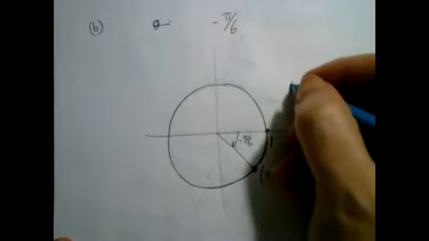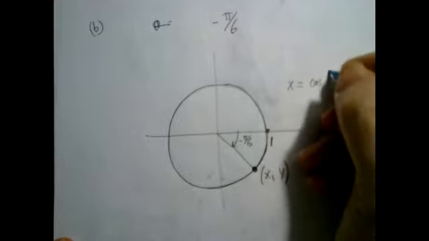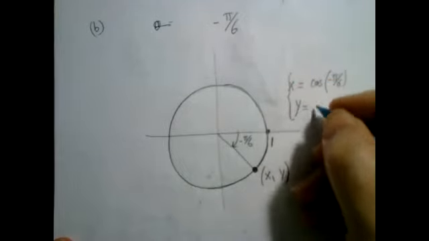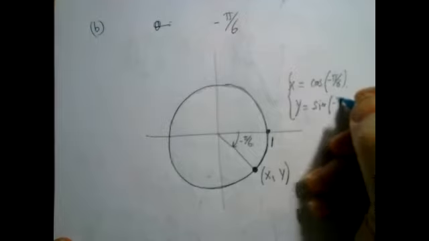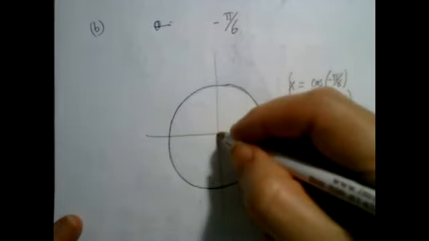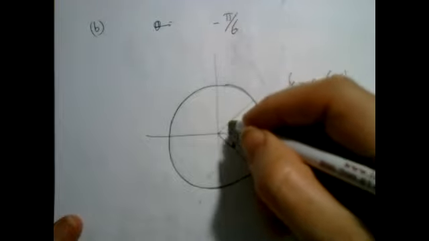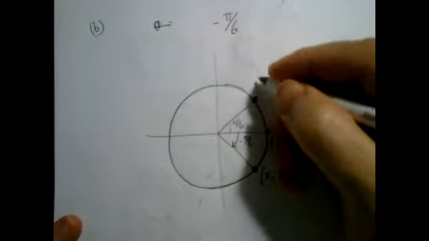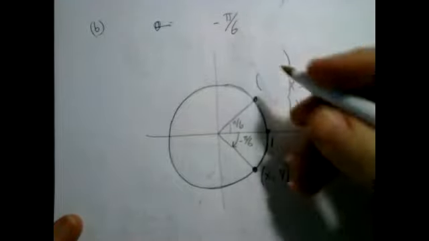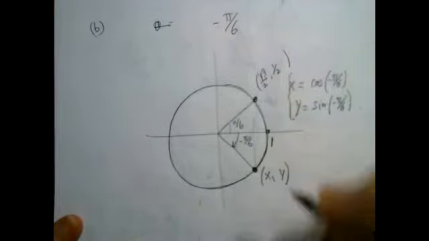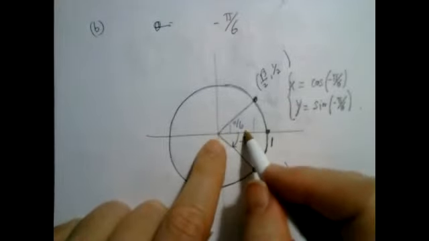All right. Again, the x is the cosine of minus pi over 6. And the y is the sine of minus pi over 6. Okay. So now the question is, what's the cosine and what's the sine? Now, as I said, those are very particular angles. So I'm going to go to pi over 6. And this one, we should remember those, pi over 6. The cosine is the square root of 3 over 2, and the sine is a half.